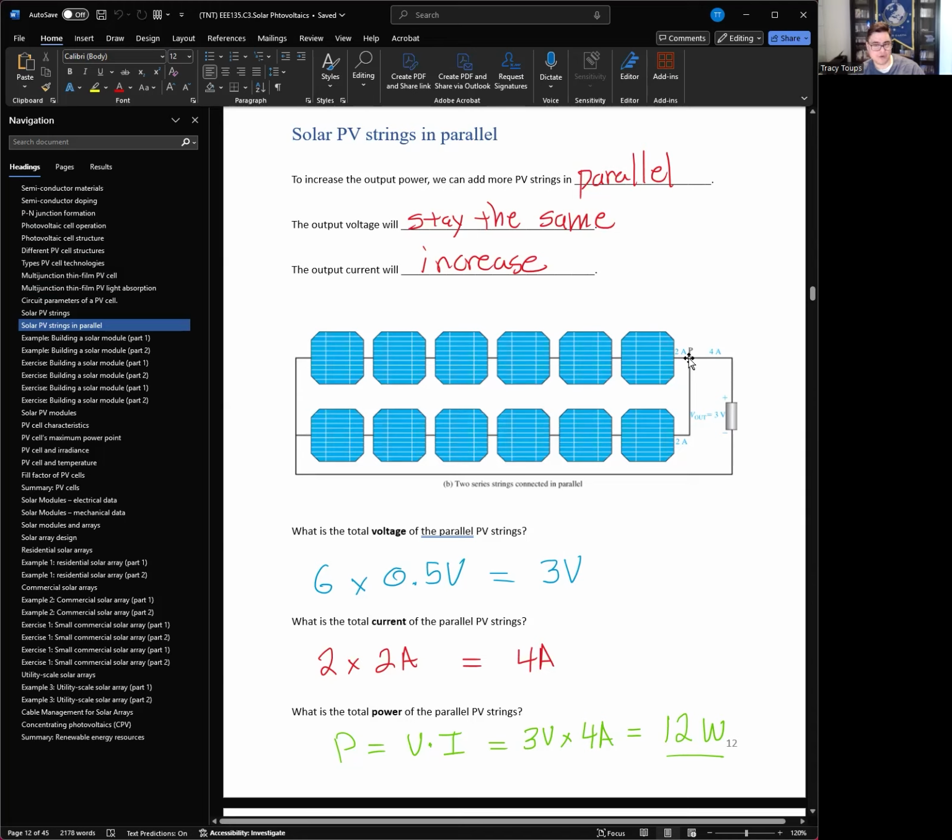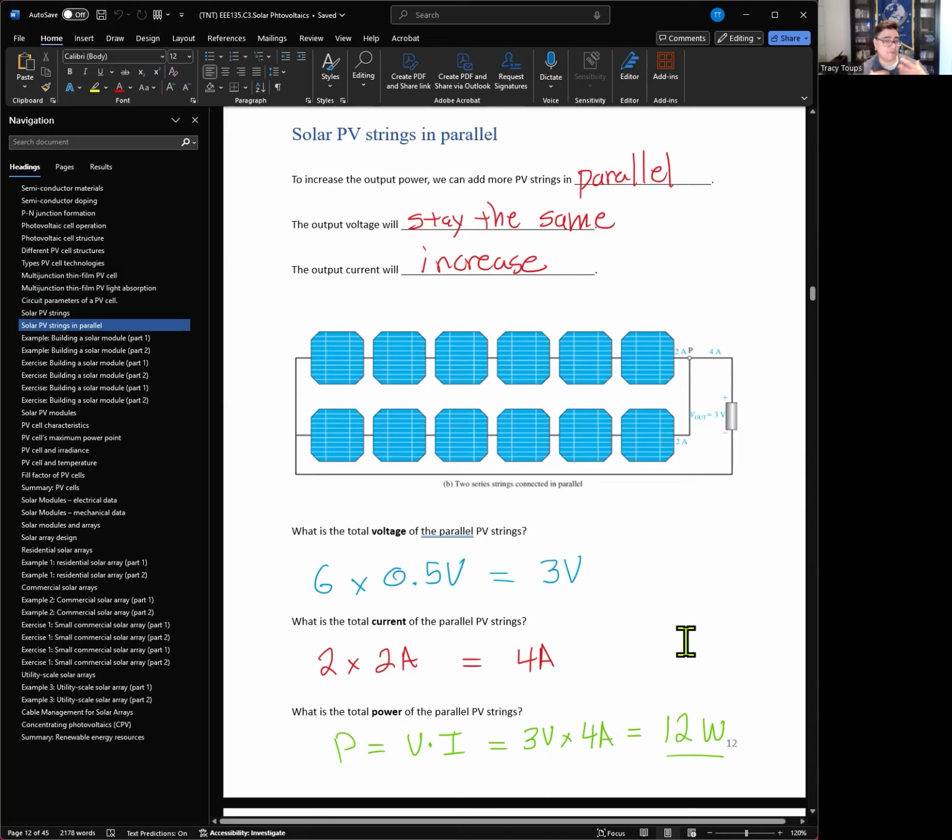But notice this node, we have 3 wires coming through. So we have 2 amps flowing from the first string. We have another 2 amps flowing, so they're going to double up. Because remember, with a node, we add up how much current is flowing in, and that goes out to the load. So we have 2 amps here and 2 amps there. We add up to 4 amps. So now, what's the total power of this resistor here? This load has 3 volts at 4 amps. So P equals V times I, 3 times 4 is 12 watts.